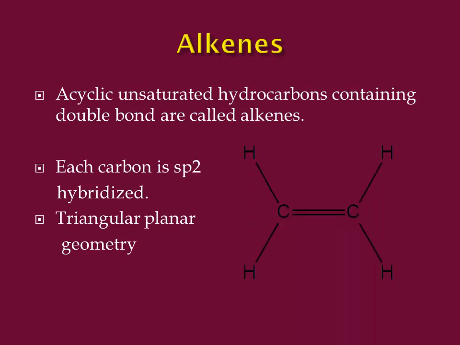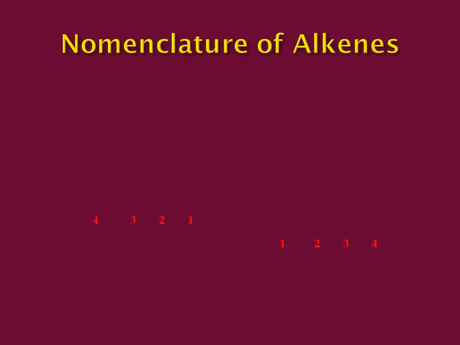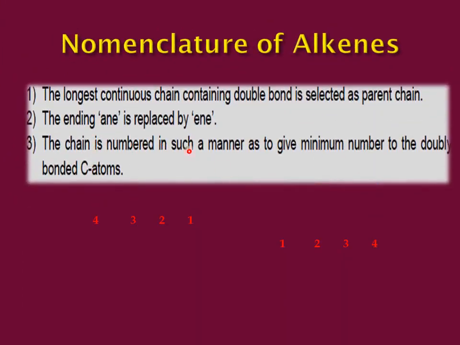Now let us study the IUPAC rules for naming alkenes. You have to select the longest continuous chain containing the double bond, which will be the parent chain. The ending "ane" of the alkane is replaced by "ene", E-N-E. The chain is numbered in such a manner as to give minimum number to the double bonded carbon atom.